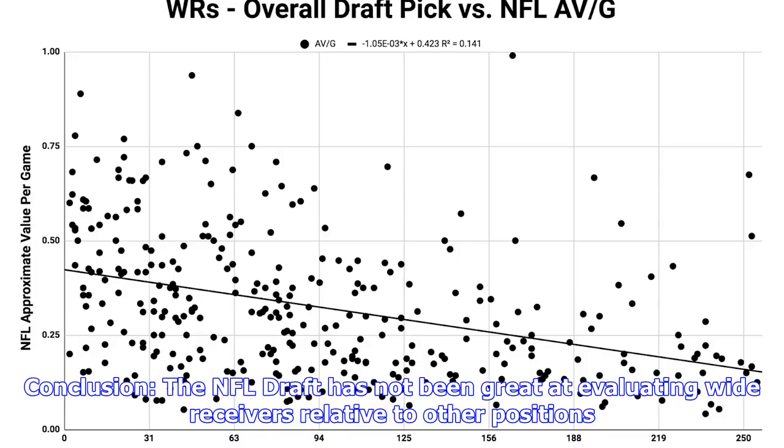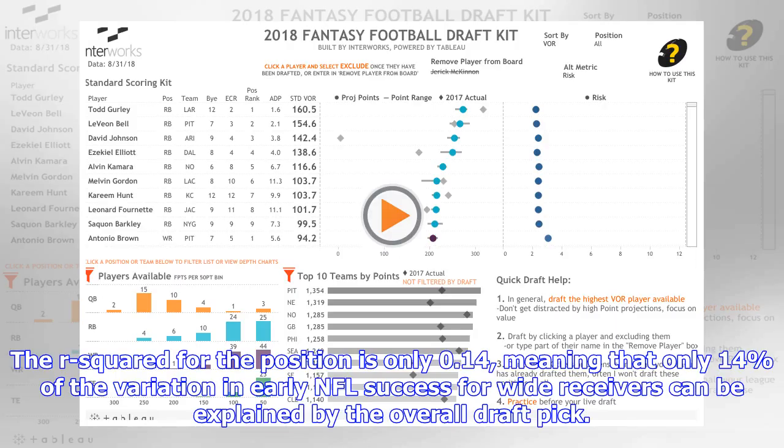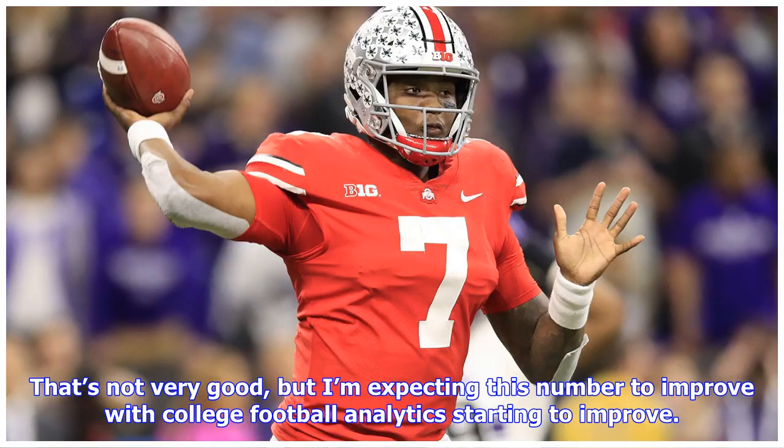Conclusion: the NFL draft has not been great at evaluating wide receivers relative to other positions. The R squared for the position is only 0.14, meaning that only 14% of the variation in early NFL success for wide receivers can be explained by the overall draft pick. That's not very good, but I'm expecting this number to improve with college football analytics starting to improve.